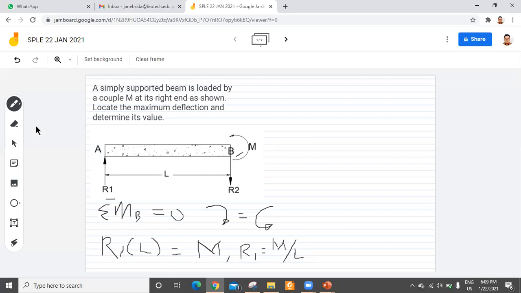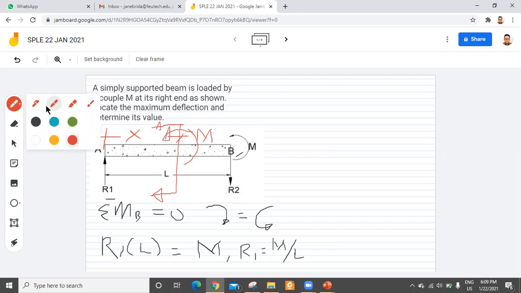Now, pag mag-cut tayo ng section, sabihin natin dito, cut tayo ng section dito, consider natin yung left. Of course, this distance, we don't know. That's why we're going to define this as X. So pag mag-cut tayo dito, we have this side as our moment. In the double integration method, we are going to define an equation by cutting at this section. So we have here M.